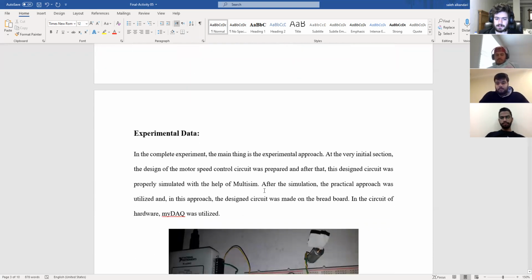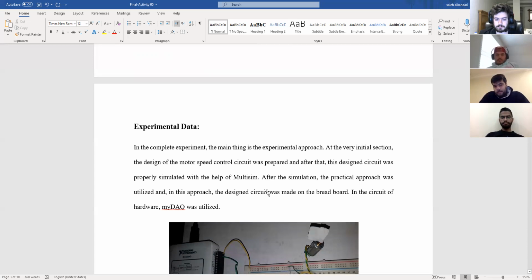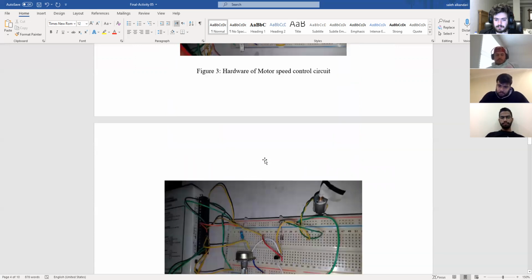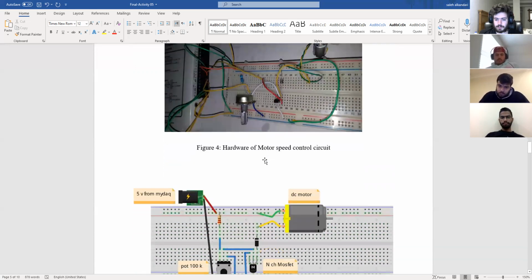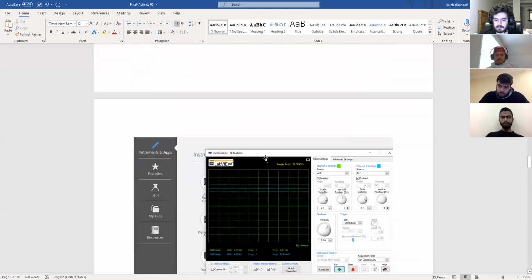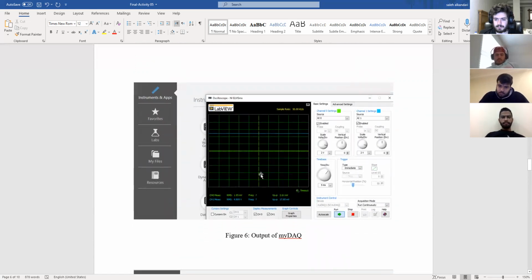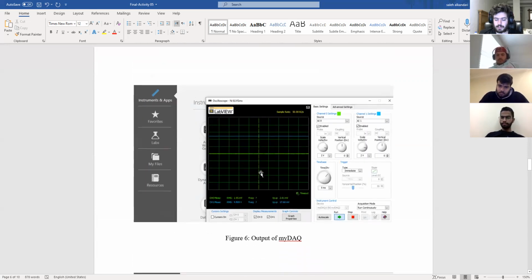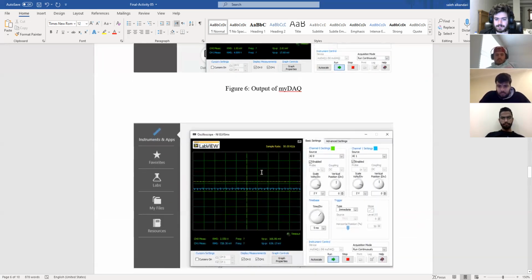For experimental data, the main thing in the complete experiment is the experimental approach. At the very initial section, the design of the motor speed control circuit was prepared, and after that, this designed circuit was properly simulated with the help of Multisim. Here, figure 2 shows my DAC circuit, also figure 3 and figure 4. And in figure 6, we can see the Multisim figure. Or sorry, the output of my DAC in figure 6 and figure 7.